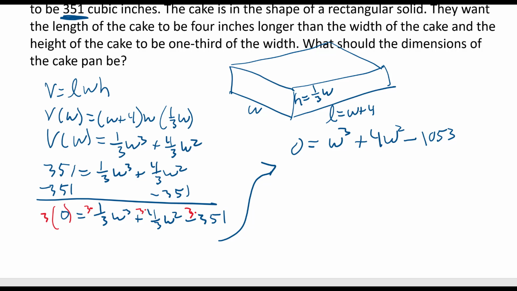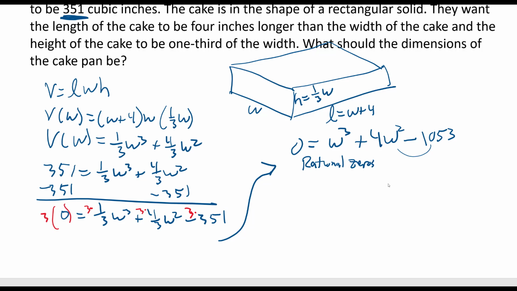Okay. So now let's just think about this for a second. If we have the polynomial W cubed plus 4W squared minus 1053, that's one sign change. So by Descartes' rule of signs, there is one positive real zero. And we're going to go ahead and find it. I guess we can start by looking at the rational zeros theorem.